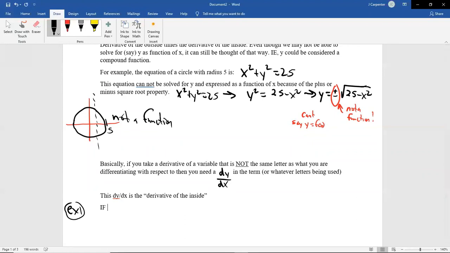Let me just write the whole thing. If x squared plus y squared is equal to 25, this is the equation we're dealing with. Find dy/dx. We are finding the slope of this function at any point. That's what we're doing. dy/dx is always slope.